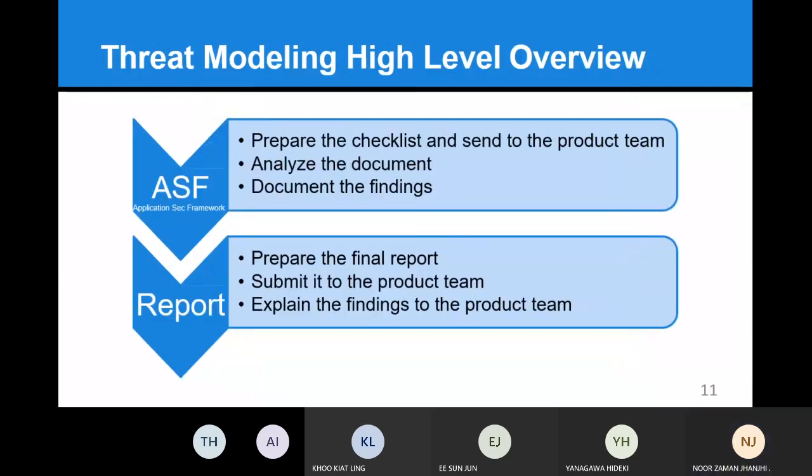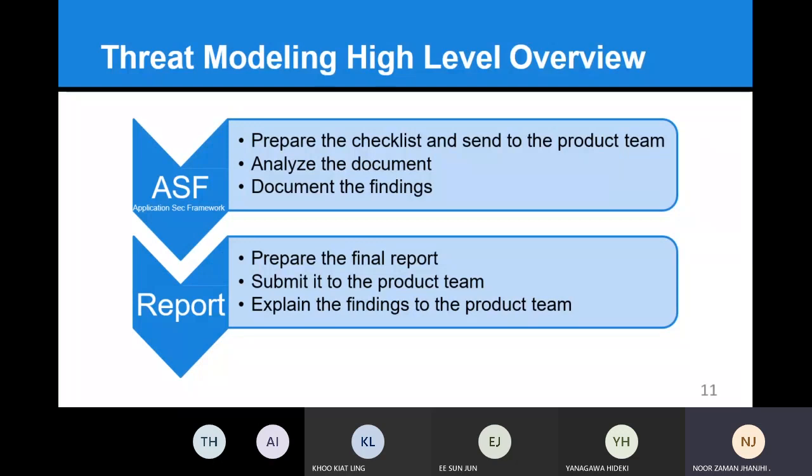Then the next sequence is ASF. ASF is Application Security Framework. Now you are in a position, because you have come up with the primary information. Now you can prepare your checklist and send it to the product team, analyze the document and document your finding. Because now you will be close to your findings, and what the loopholes and vulnerabilities are, and what changes we can make in the process so we can make it safe.